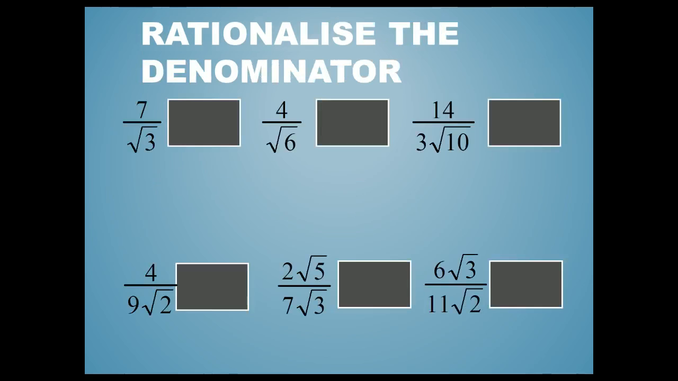Let's try some of these. 7 over root 3, 4 over root 6, 14 over 3 root 10, 4 over 9 root 2, 2 root 5 divided by 7 root 3, 6 root 3 divided by 11 root 2. I expect some of those later ones will cause you some problems, but your answers are as follows. And again, I'll go through them in class when you're in. First thing I'll start with that day.